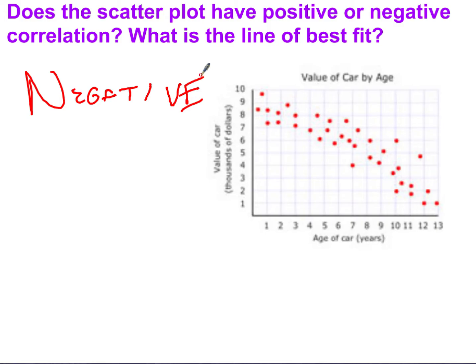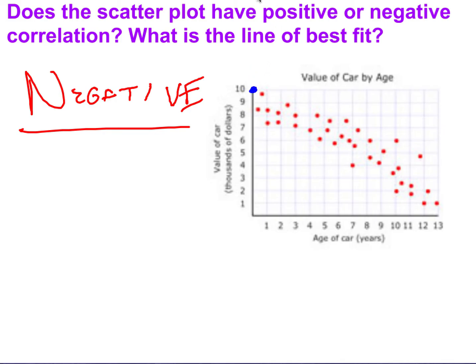So I have a negative correlation. Now, what I need to look at is what's my line of best fit. So I need to draw a line of best fit. I'm going to use a different color this time because my data points are in red. So I need to pick a y-intercept. I think I'm going to start right here at (0, 10).